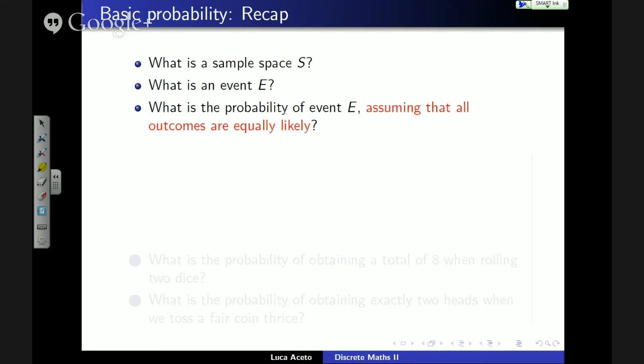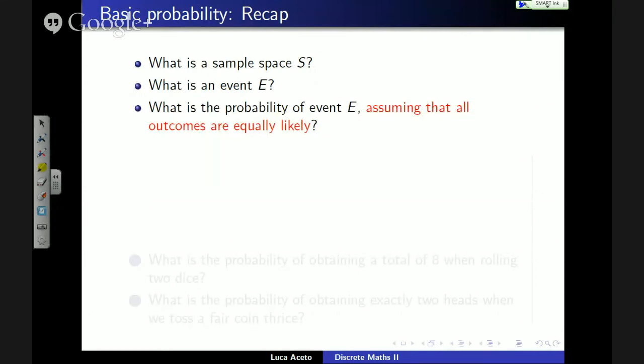What is a sample space? Your colleagues here are saying it's the collection of all possible outcomes that my random experiment can have. So for instance, if I throw a die, my sample space will be the numbers from 1 to 6.